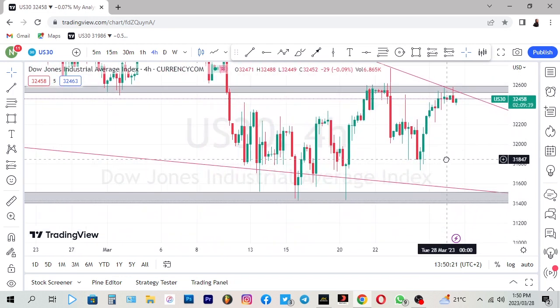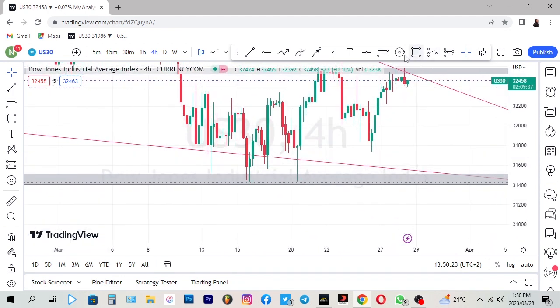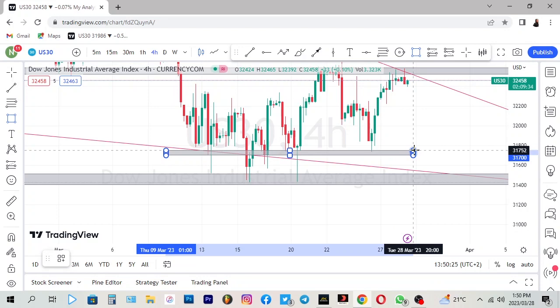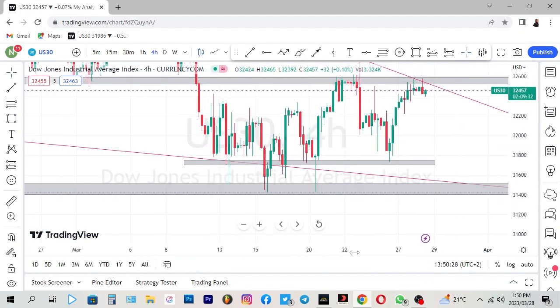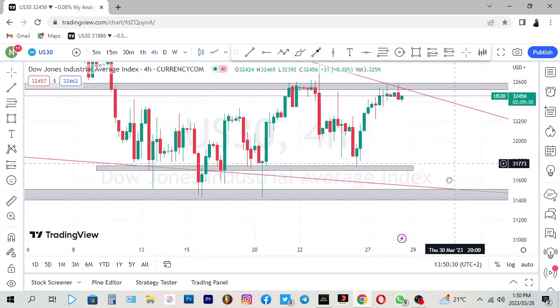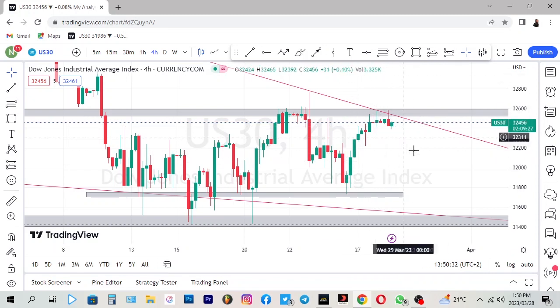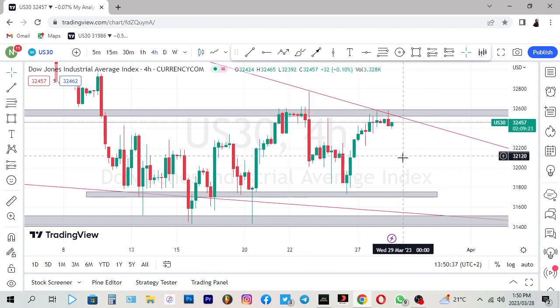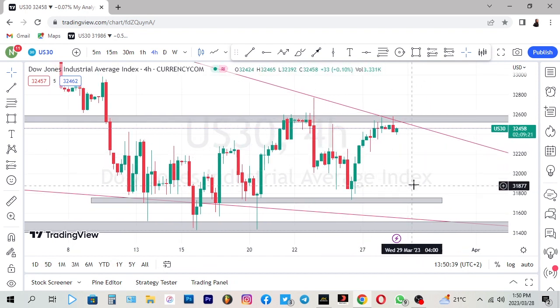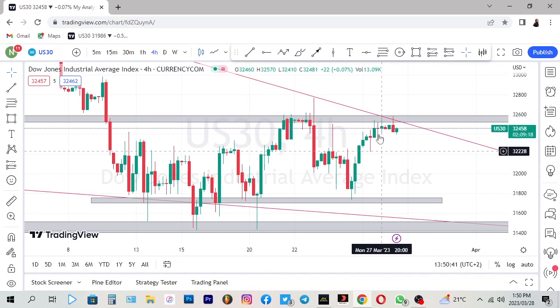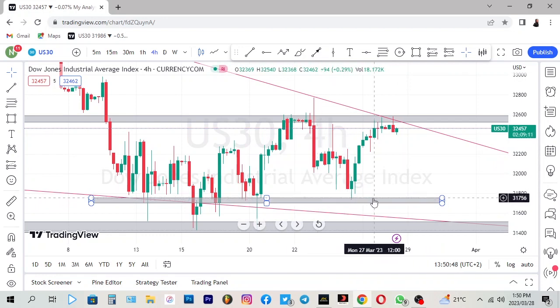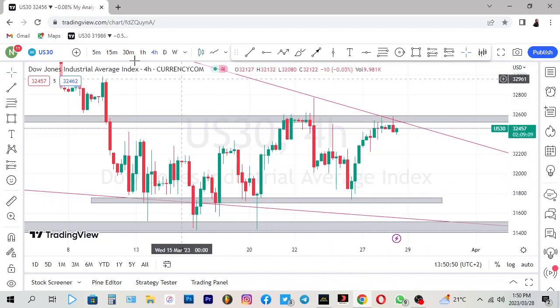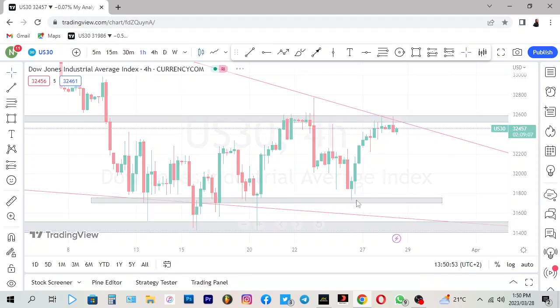So we also have another support over here. The market has been respecting this support. So we can see overall that there's nothing else we can do on a 4 hour, because we just fixed and we also spotted another support on our 4 hours. So we go down to our 1 hour.